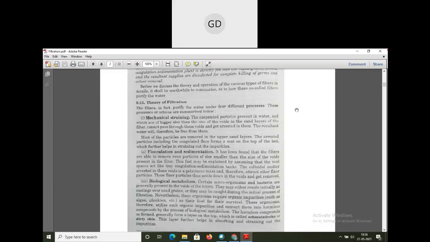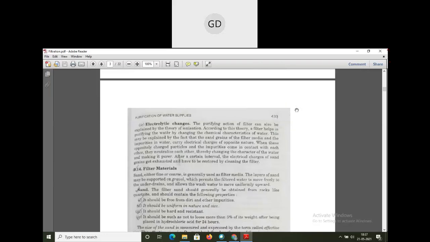Okay, and these harmless compounds form a layer on the top. This layer helps in straining out the impurities, or it also absorbs the impurities. So finally you can say that through the process of biological metabolism, these impurities are being removed. Okay, so the last one, number 4, is electrolytic changes.